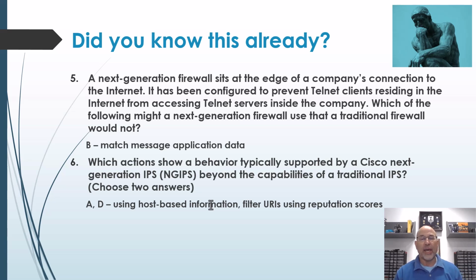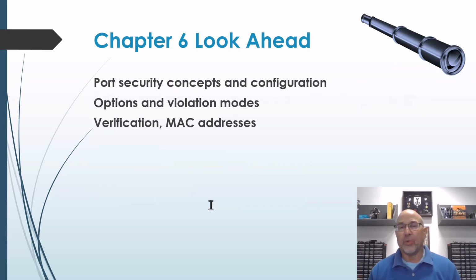Question number 6, which actions show behavior typically supported by Cisco Next Generation IPS beyond the capabilities of a traditional IPS? Choose 2. That was A and D, using host-based information, right? More information about the hosts, and filter URIs using reputation scores. So that was more details about the environment and getting contextual clues. All right, hopefully you did well on those questions.